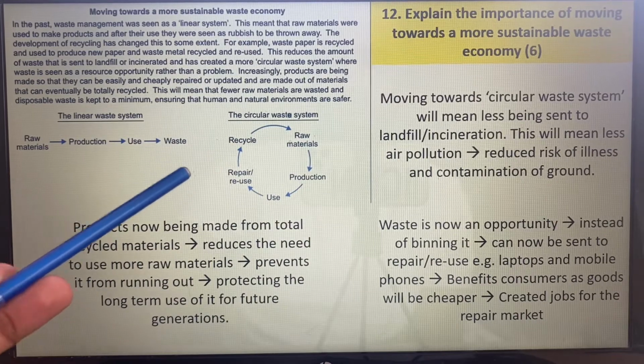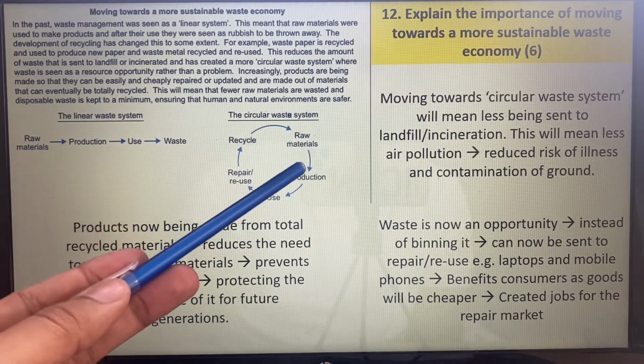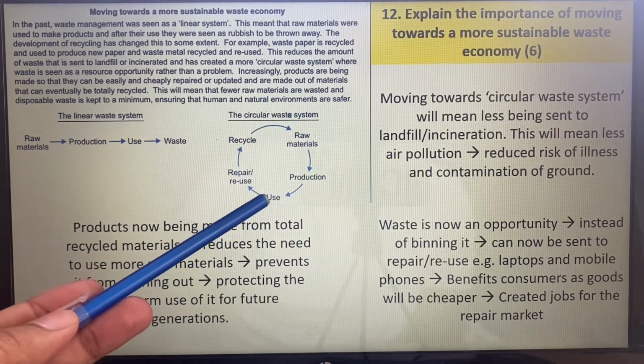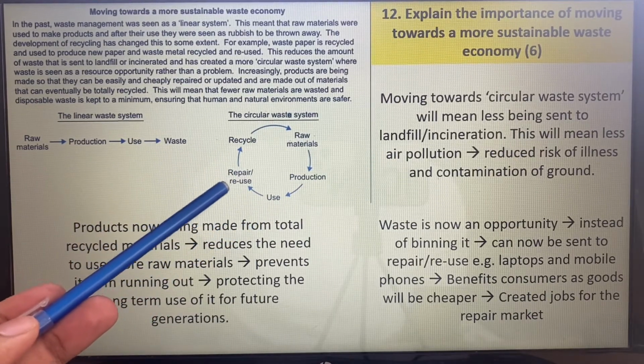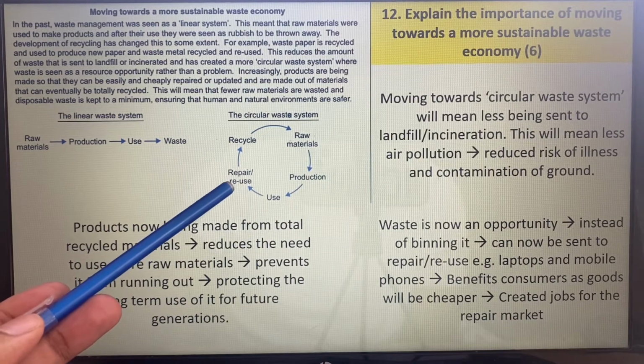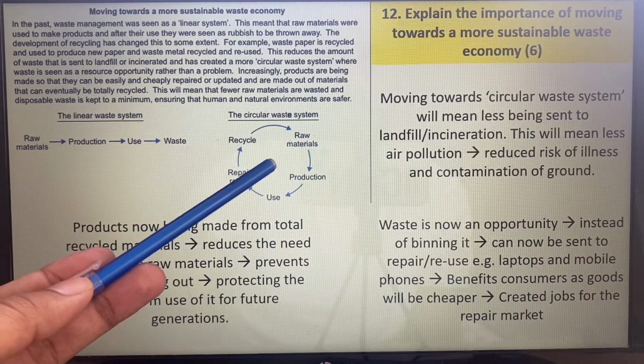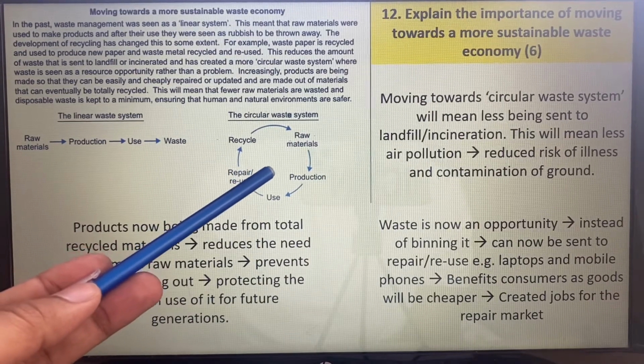Why don't we move towards a more circular waste material where after we've used it, instead of just binning it straight away, there is a purpose for it? Let's say a repair or reuse system, or a recycle system, and that way it is much more sustainable for humans and for the environment.